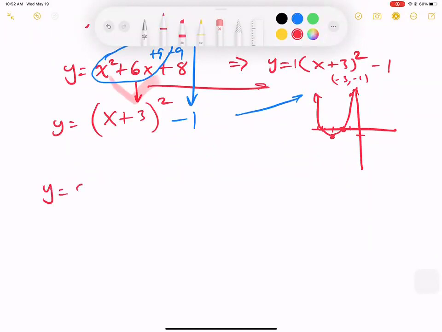Y is equal to x squared plus 4x plus 3. Y is equal to x squared minus 6x plus 10. Okay? We have 2 problems here. We're going to complete the square, and we're going to change this to vertex form in one step. Okay, in one line. So I should say one line, not one step, one line.